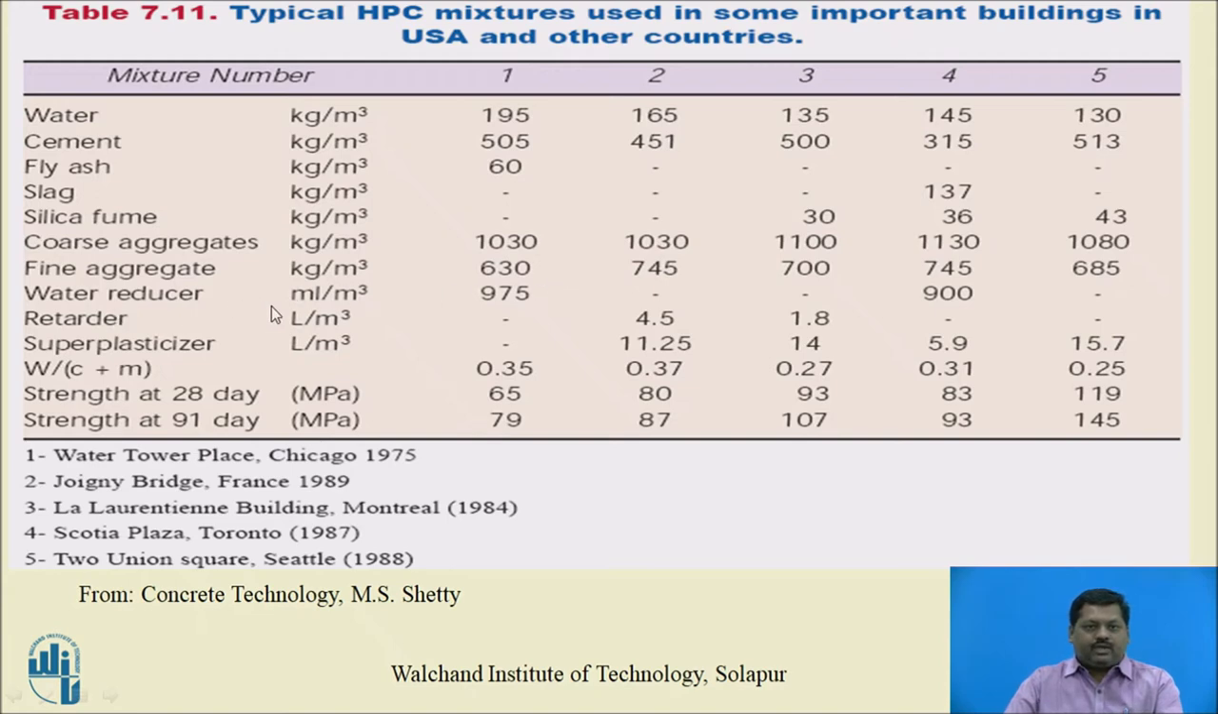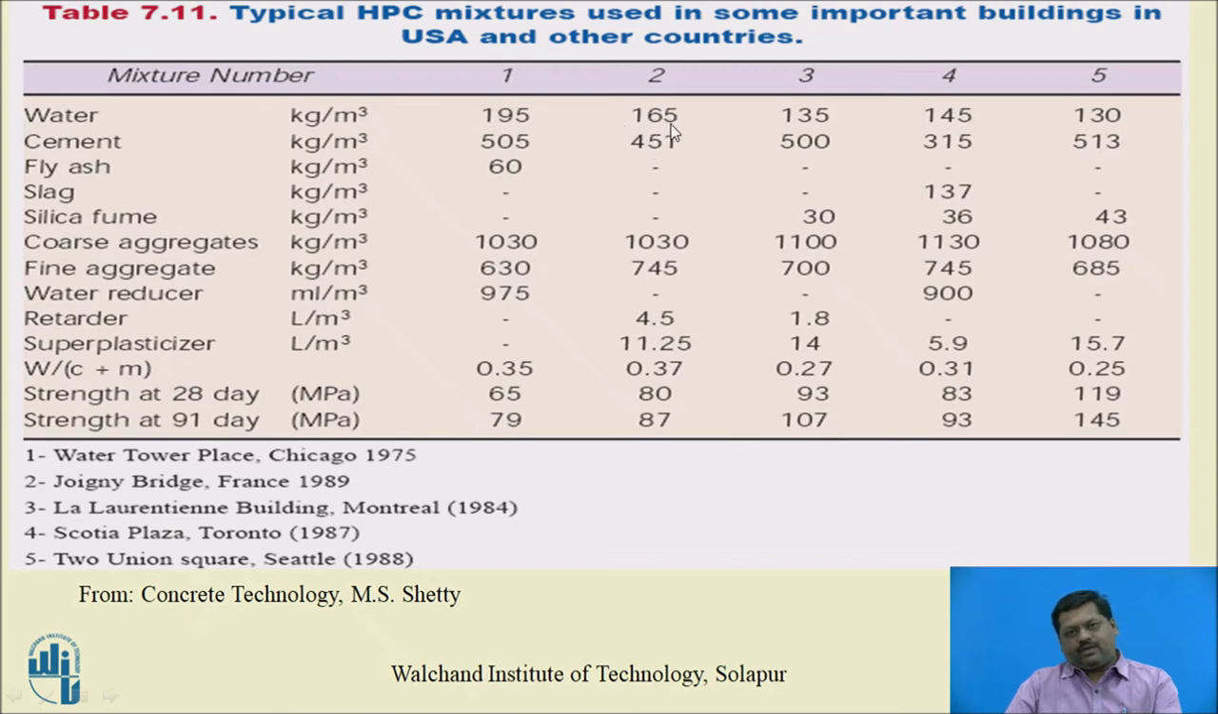Now this water reducer, you can see here, is 975 ml per cubic meter, means 0.975 liters per cubic meter, that much water reducer is used. If you see the water cement ratio, water is 195, cement is 505, water cement ratio is near about 0.35. Now this mixture has given strength at 28 day 65 MPa, and again it was checked at 91st day. So strength gain is again observed, and that strength is improved up to 79 MPa.